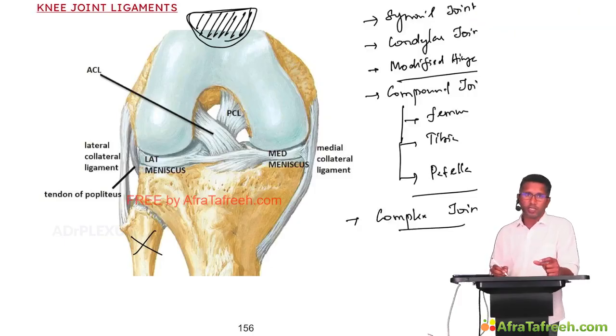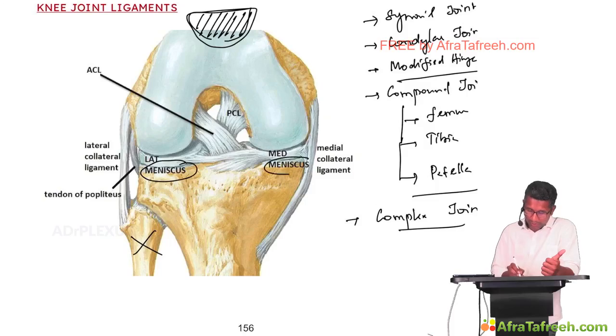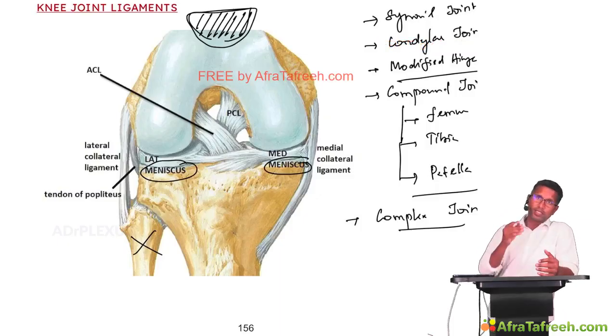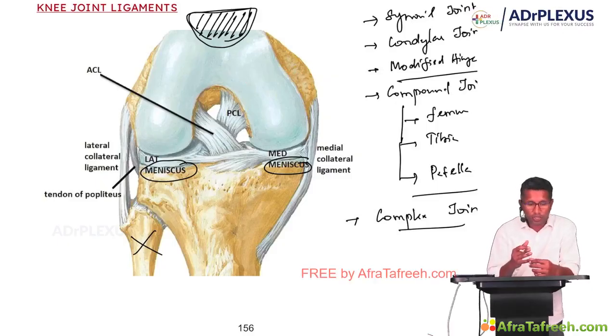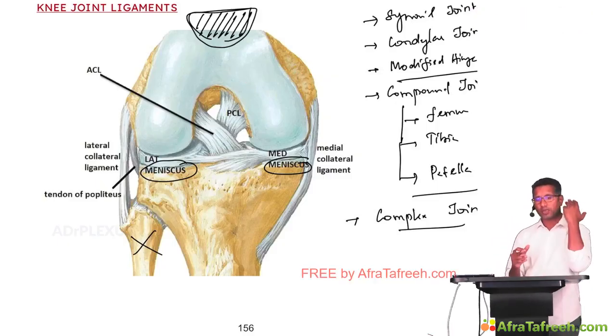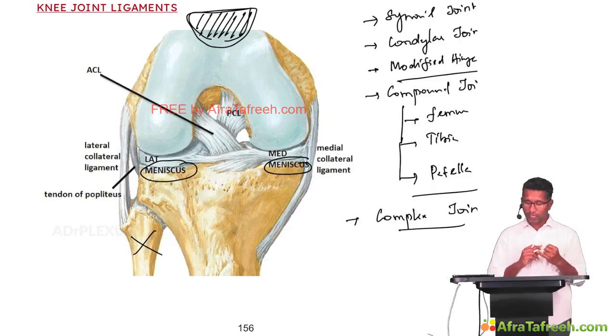Whenever there is a joint space, and if this joint space is separated by a meniscus or an articular disc, you see meniscus here, the joint space is separated by a meniscus, then that is called a complex joint. So if you want to classify the knee joint, you can call it a synovial joint, a condylar joint, a modified hinge joint, because it moves in two axes, it not only allows flexion and extension, a little bit of rotation takes place. So that is why it is called a modified hinge joint.